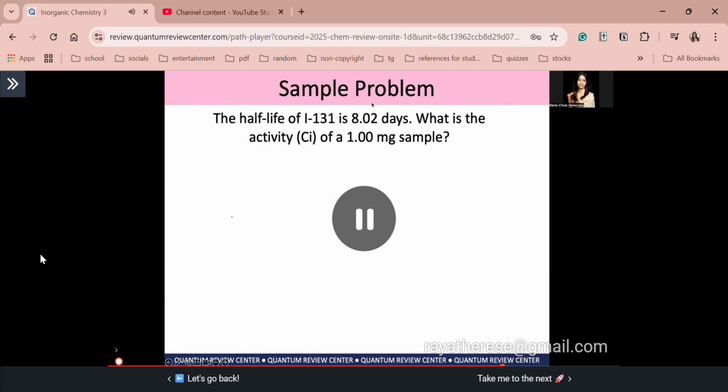Second problem. Okay, this one is a bit harder, so let's do this together. The half-life of iodine-131 is 8.02 days. What is the activity in curie of a 1 milligram sample? So we're given again the half-life. And we're also given 1 milligram here. We can get the amount of radioactive material. So first, find the decay constant through this equation, the half-life equation. K is equal to Ln2 over 8.02 days, which is equal to 0.0864.